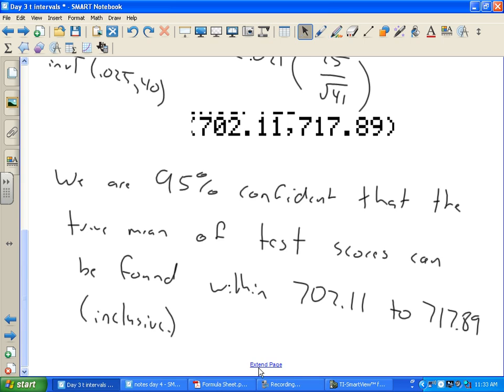And what I mean by inclusive is actually if you get a value of 702.11, that would still count. In this case, it's a greater than or equal to or a less than or equal to. Okay.